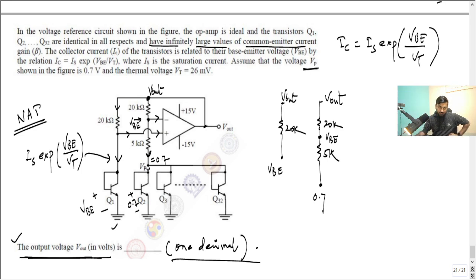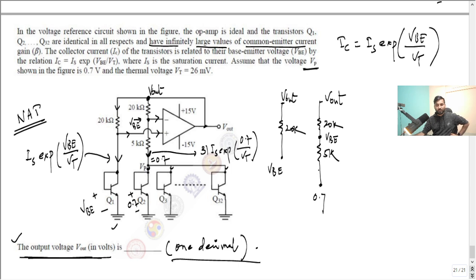But here, this current is flowing, this current is flowing, this current is flowing. All currents are the same. So the total current here will be 31 times Is e raised to the power 0.7 by VT. So through this branch, the current which is flowing is 31 Is exponential 0.7 by Vt. Please remember that 0.7, okay, because this is given as 0.7. But here this VB is not given, so we have to compute it. हमें compute करना है, ठीक है?